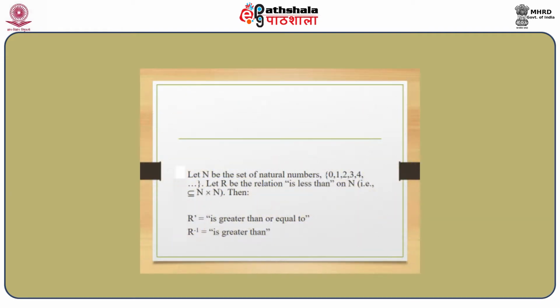More examples. Let n be the set of natural numbers 0, 1, 2, 3, 4 ad infinitum. Let R be the relation is less than on n. That is, it's a subset of n squared. Now convince yourself of the following. Those of you who are familiar with mathematical proofs may try to prove these assertions. The complement of R with respect to n squared is the relation is greater than or equal to.